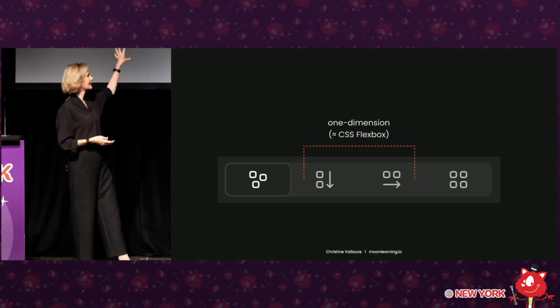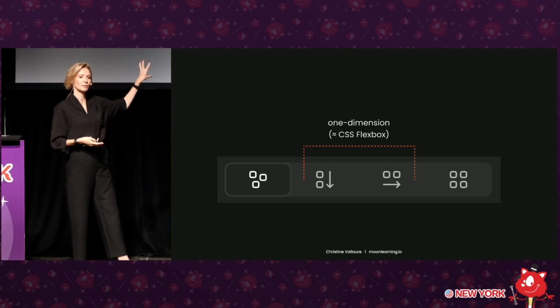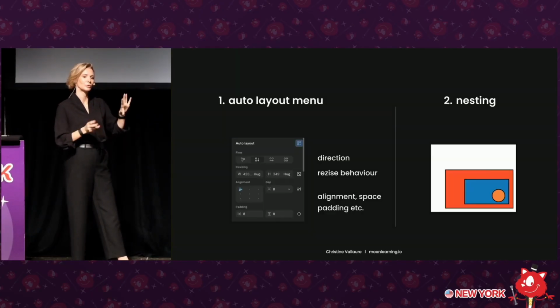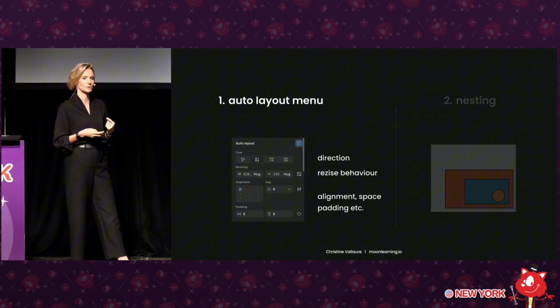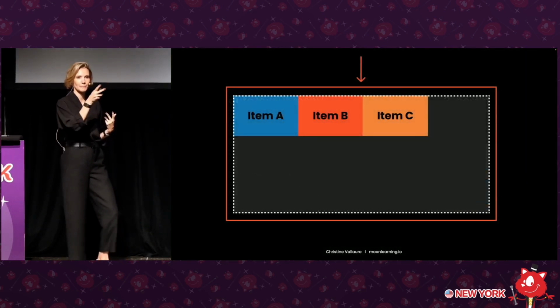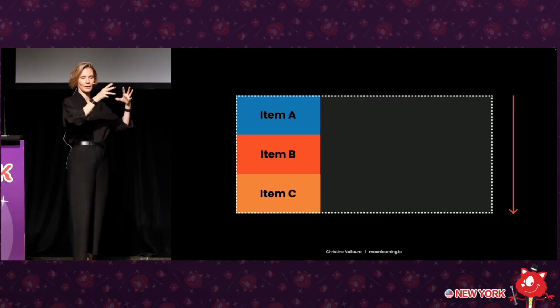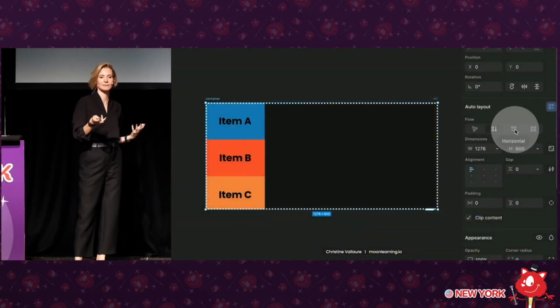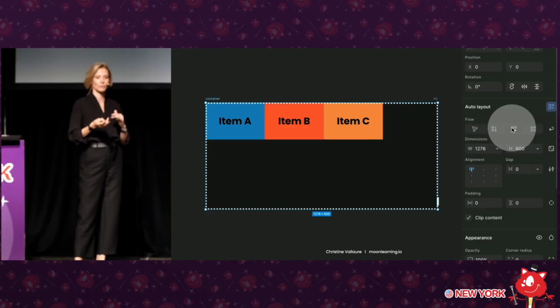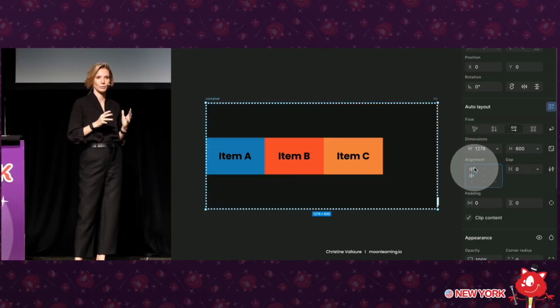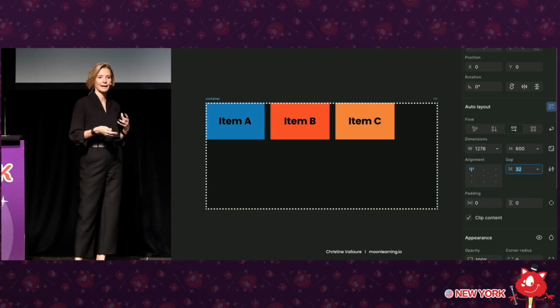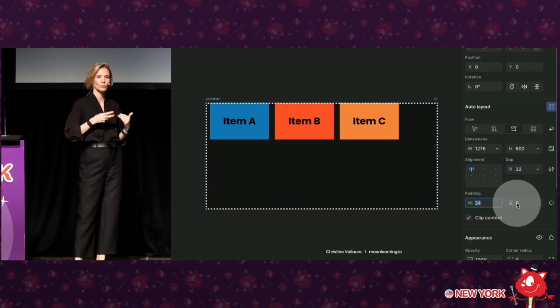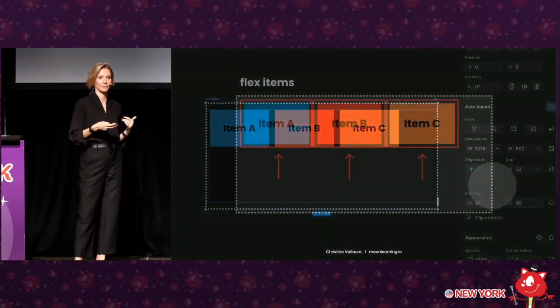So we're going to look at this middle part, and that's the one-dimensional layout that sort of represents Flexbox. So we have our menu, and we have nesting, just as we saw in Flexbox. So let's look at the menu. Remember how it works with Flexbox, right? That we told all the children what to do. And if we look at the Figma menu, it does exactly that. Vertical or horizontal, how do you align, where do you want your items to be placed, adding a gap, adding padding, and all your children, they're all going to behave the same.